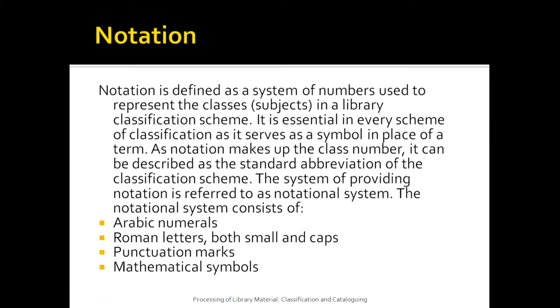The notational system consists of Arabic numerals, Roman letters which could be both small and cap, punctuation marks, mathematical symbols. In fact, different schemes of classification use different kinds of notation. As we will be talking to you in the further slides, you will see that some classification schemes have only numerals, but otherwise some may have the alphabets also.